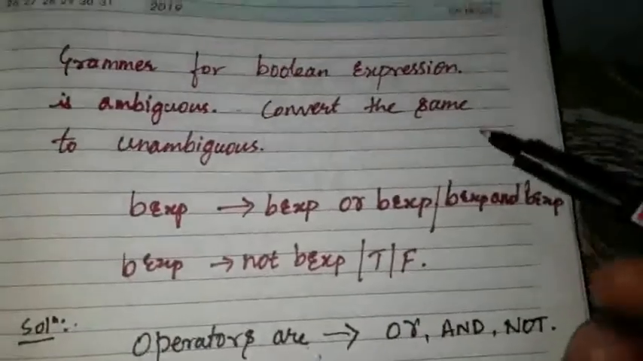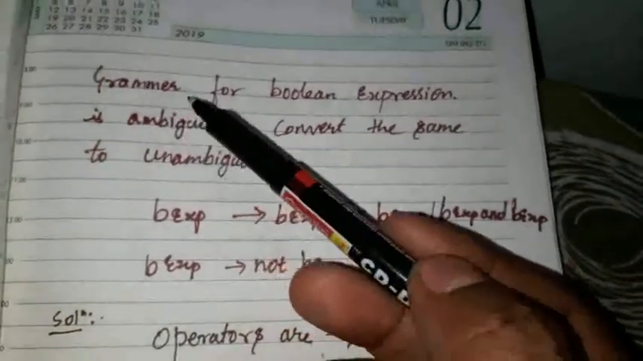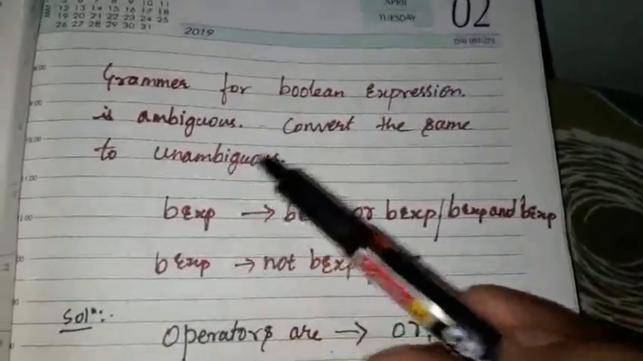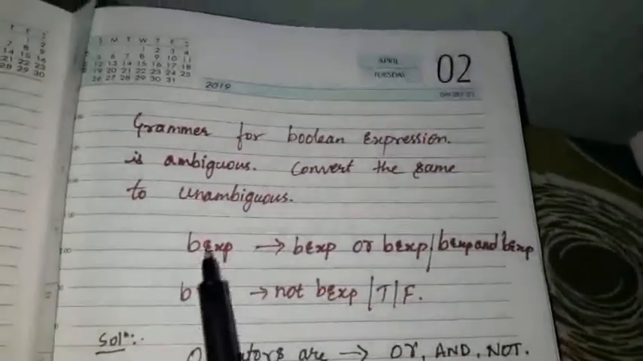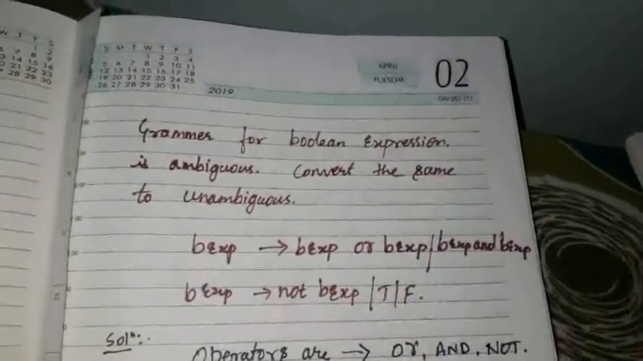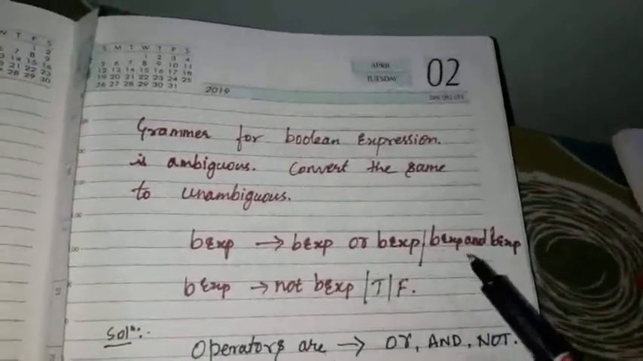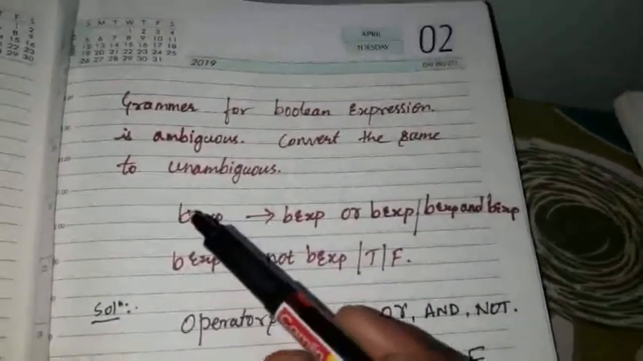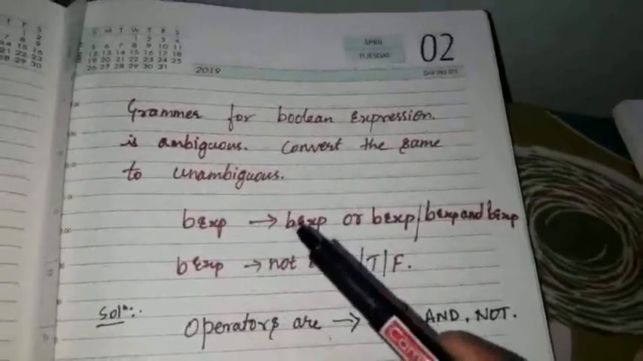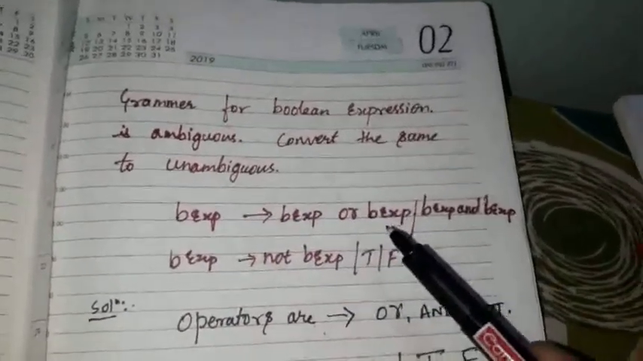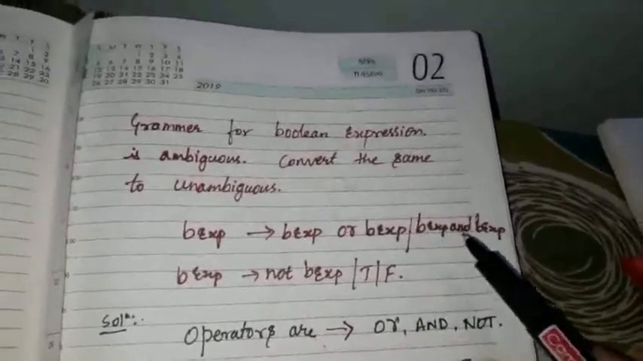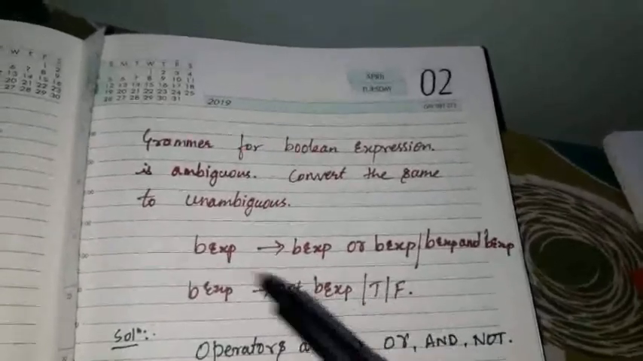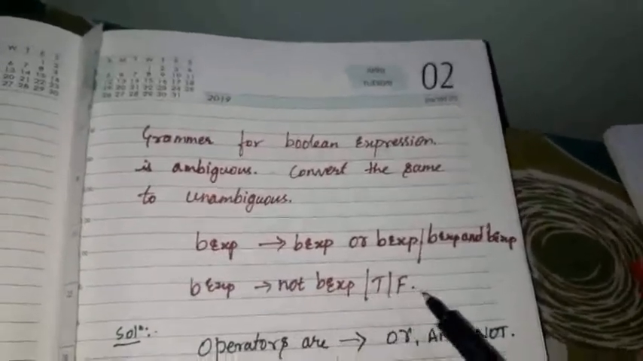Now see, the grammar for a Boolean expression is ambiguous. Convert the same to an unambiguous grammar. See here, this is the grammar for a Boolean expression. What are the operators we can get in a Boolean expression? Or, and, not. So a Boolean expression can be defined as Boolean expression or Boolean expression, Boolean expression and Boolean expression, not Boolean expression, and finally the Boolean expression can be true or false.